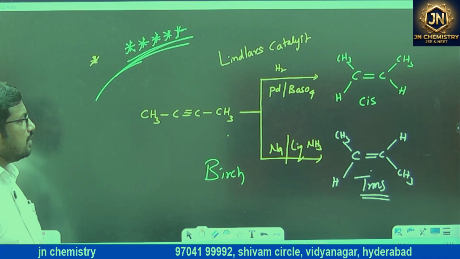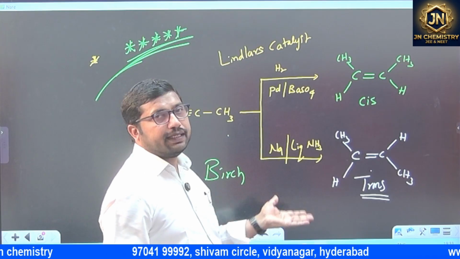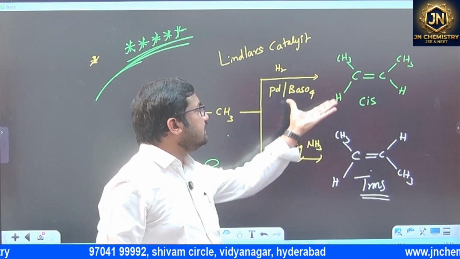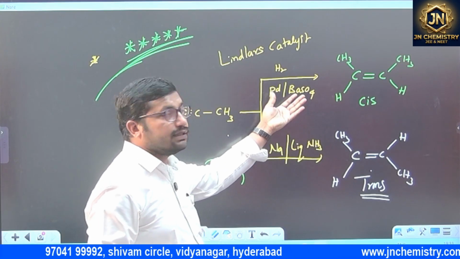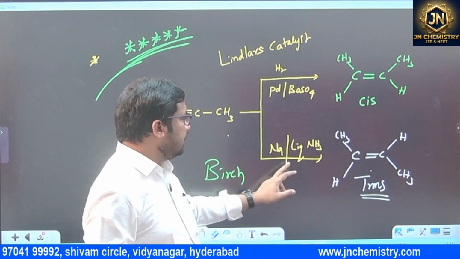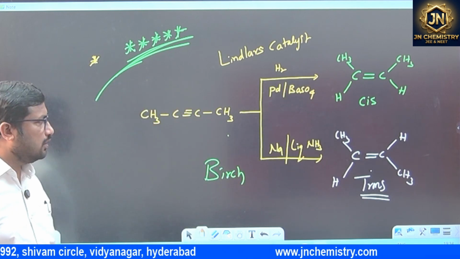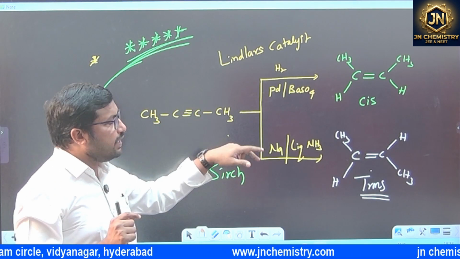Trans alkene. With palladium and barium sulfate, what exactly happened? The 2 hydrogens will attack from the same side. Actually no mechanism is needed, but in this case we have the mechanism. I'll let you know. And without the mechanism, how can we identify these two?